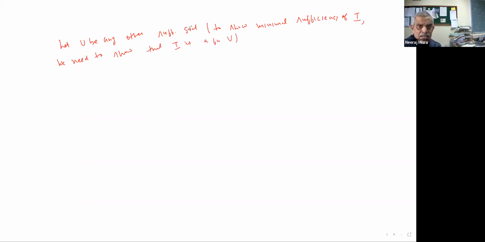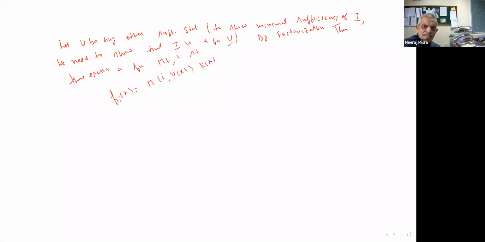Okay. So U is any other sufficient statistic. So by the factorization theorem, because the factorization theorem is if and only if, there exists a function, let us say m, such that f_i(x) is the same as m_i(θ_i, the sufficient statistic U(x)) times k(x). k does not depend on θ. i is equal to 0, 1 to k.